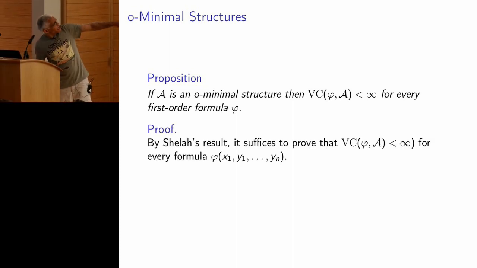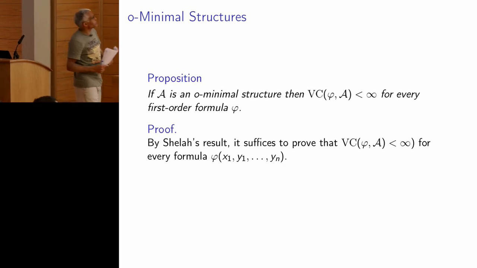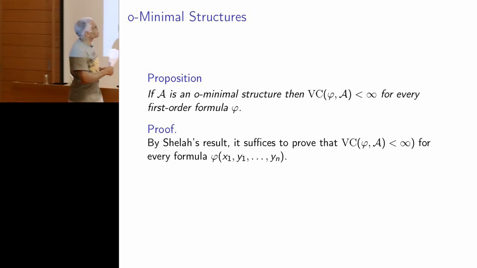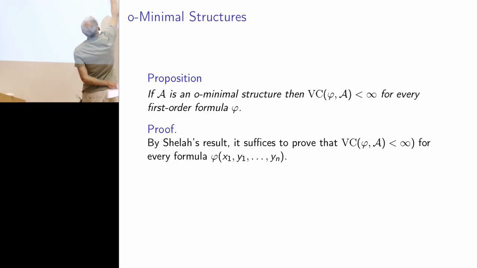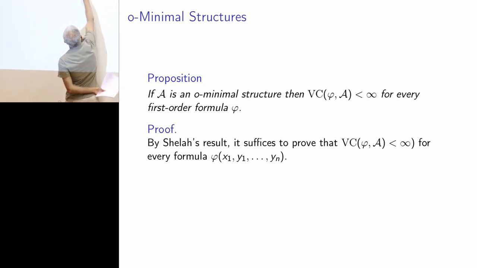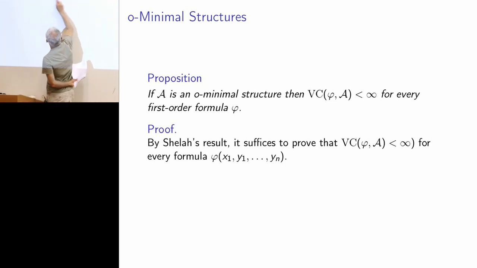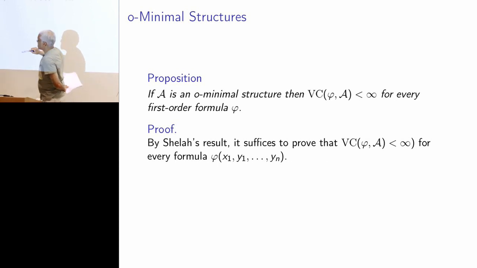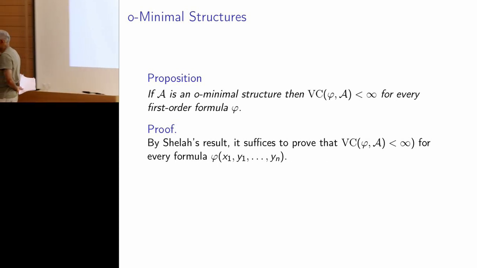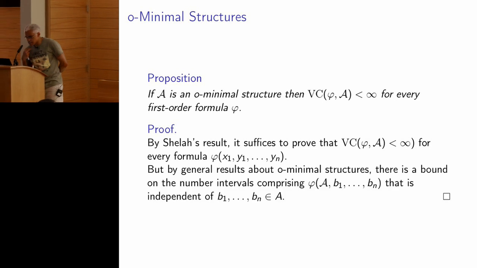So what we know is that, by Shelah's previous result, in order to show that the VC dimension of the concept class defined by a formula over this structure is finite, it's enough to show it for every formula in just one variable, with many parameters but just one variable. So these are defining subsets of the reals. Now here's the key thing.